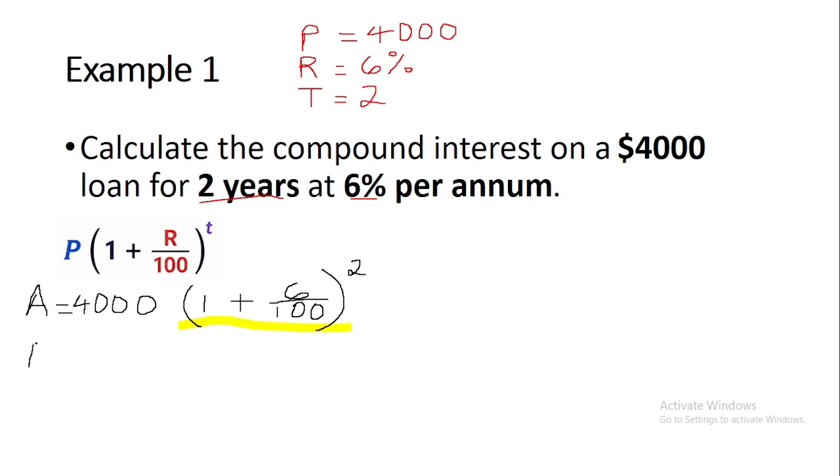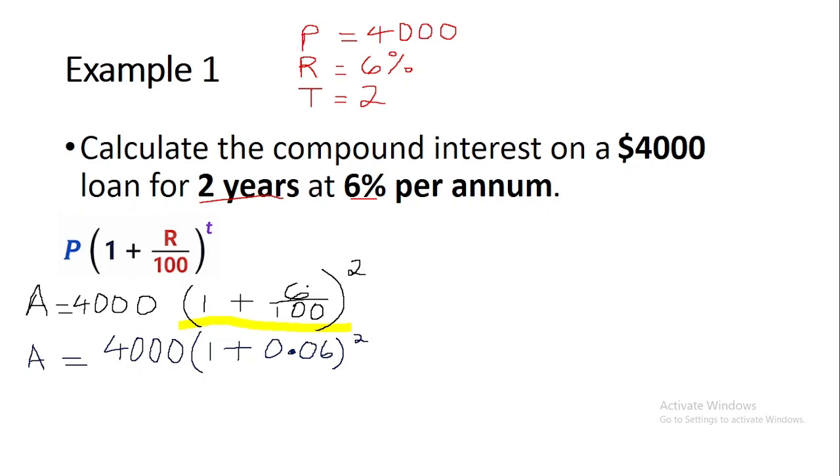Let's quickly write everything below. So A, that's the total amount, is going to be equal to 4,000, open bracket. And let me do it step by step. So that's going to be 1 plus 0.06, raised to the power of 2. So what I did right there was just to find what is 6 out of 100. So 6 divided by 100 is going to be 0.06.